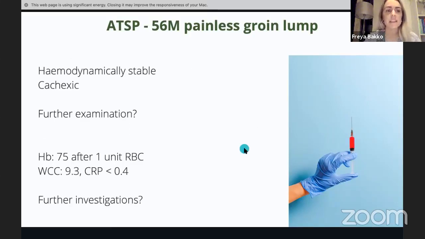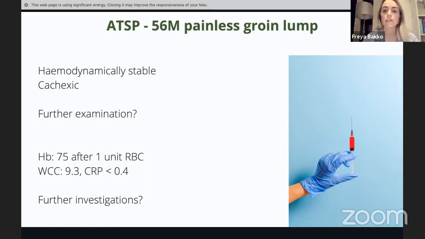Under assessment, the patient is hemodynamically stable. He is, however, a bit cachexic. You can kind of see the weight loss and its effects. And in terms of further examinations you want to do for this patient, when you examine this lump and it's rubbery and painless, you want to immediately think of lymphadenopathy.